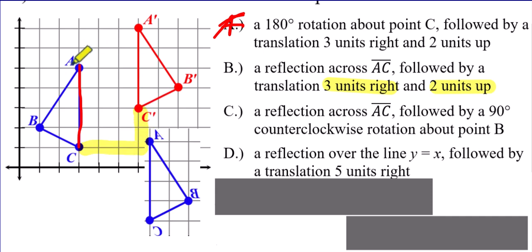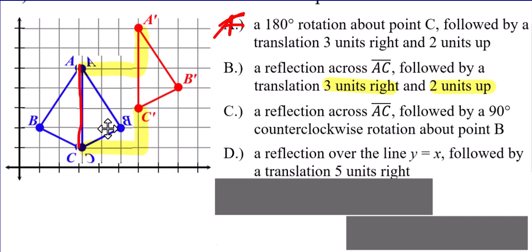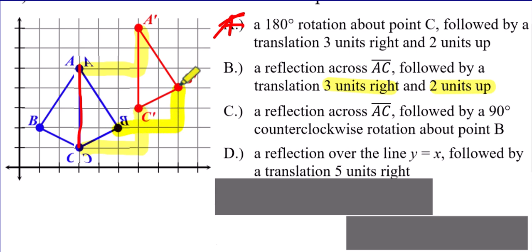Yep, that puts me at C prime. 3 to the right, 2 up. Yep, so that does put me at A prime. Now, I know you might be like, well, not B prime. Well, remember, B prime is now going to be on the right side of the triangle. And actually, if I go 3 to the right and 2 up, yes, it would put me at B prime.